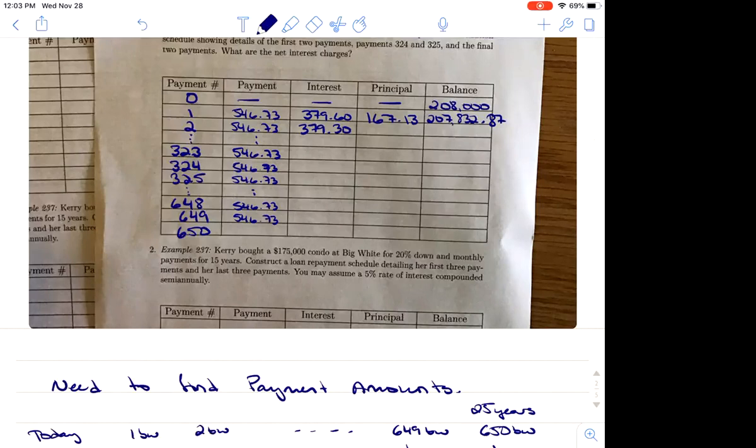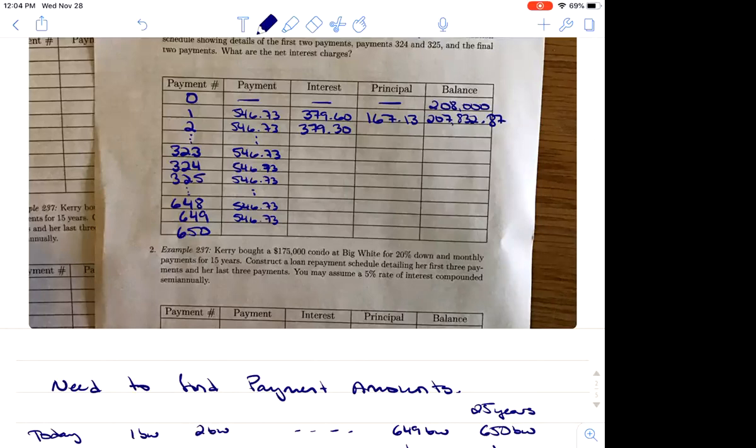So the amount going towards the principal then should be 30 cents more than before. So 546.73. You'll want to be careful. I know I've been harping on you guys to keep all your decimal places, but now because we're dealing with money, right, at each step we have to round to 2 decimal places.